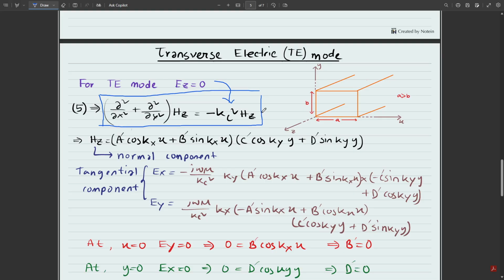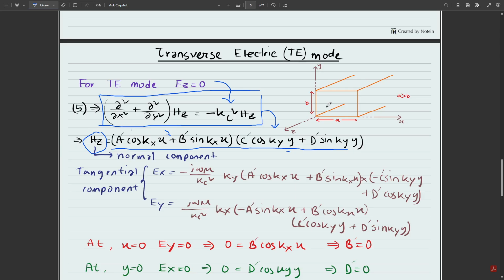So the solution for this differential equation is this. For del squared by del x squared we can find one solution, and for del squared by del y squared we can find another solution, and this exists in multiplication format. But this Hz is a normal component.